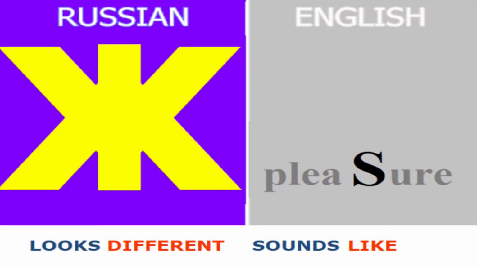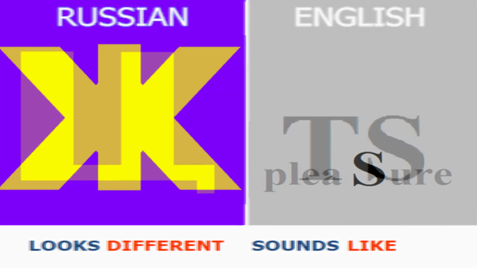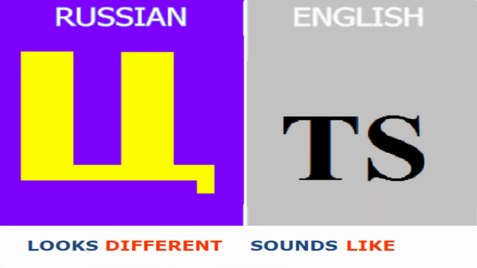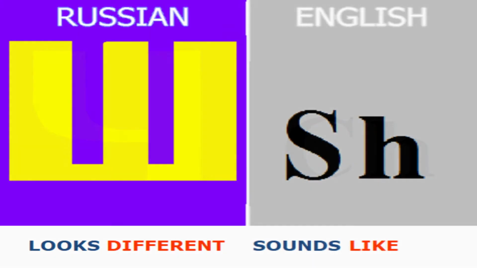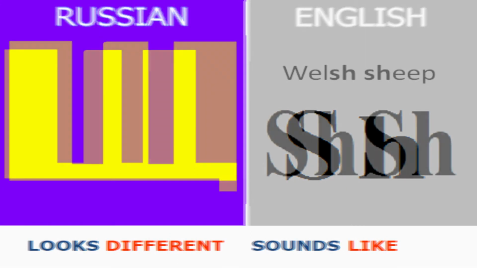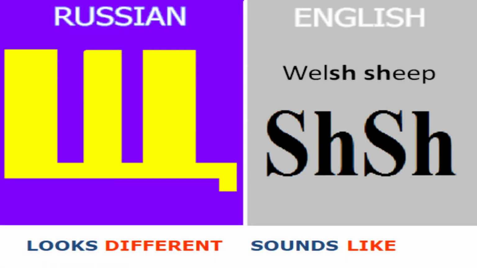The Russian letter Z sounds like Z as in pleasure. The next Russian letter C sounds like C as in its. The Russian letter Ch sounds like Ch as in church. The Russian letter Sh sounds like Sh as in shut. The Russian letter Sh sounds like Sh as in Welsh sheep.